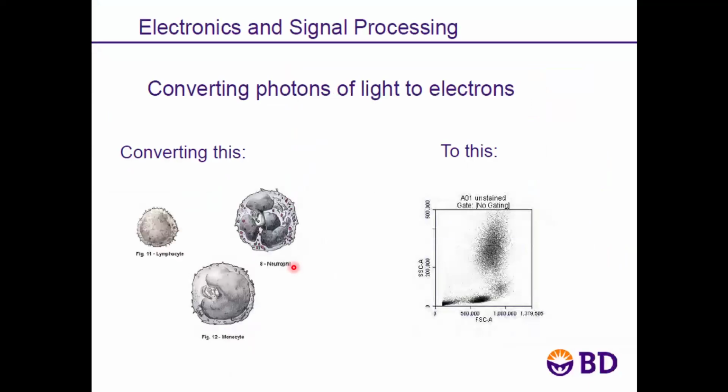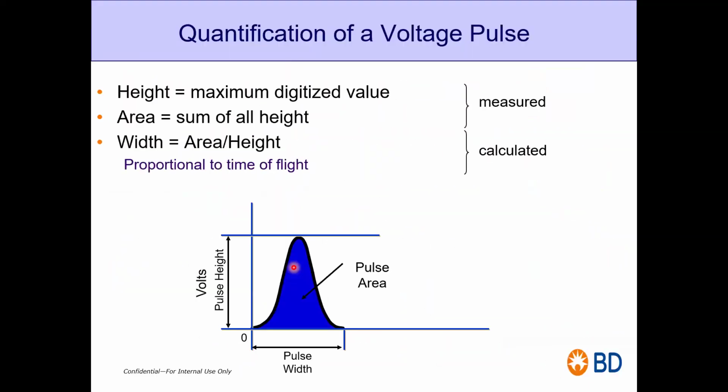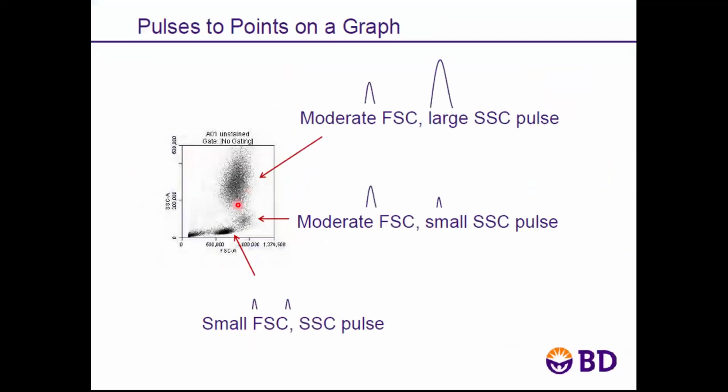And how? For example, if you take this example, this is again lysed blood, and this is your lymphocytes, monocytes, and granulocytes. If you remember, I told you about relative size and relative granularity. If the size is small, then the forward scatter is less. If it's big, then the forward scatter is more. And if the granularity is high, then the side scatter is more.